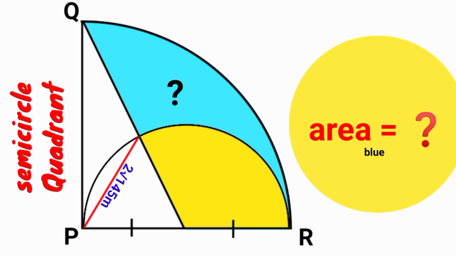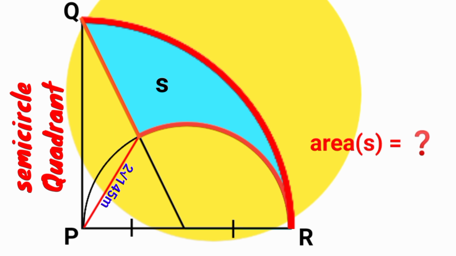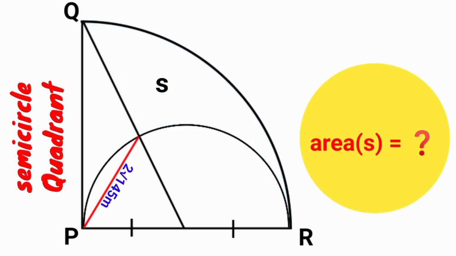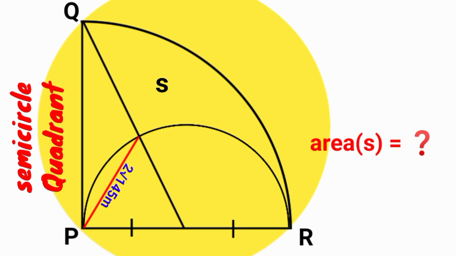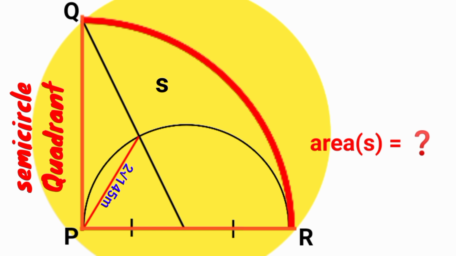We are asked to calculate the area of this blue portion. Let's assume its area to be S. So we are to calculate the value of S. From here, we are given that two of the shapes here, one is a semicircle and the other is a quadrant. Obviously, there is a semicircle and there is a quadrant.